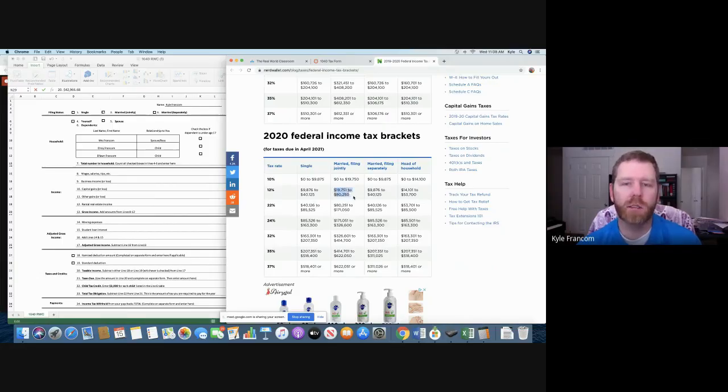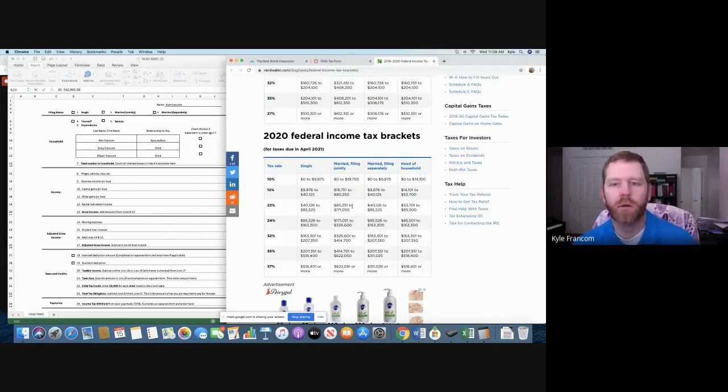Interesting thing, if you look at this, if you made $80,250, you pay 12% in taxes. If you made $80,251, you pay 22% in taxes. Okay, so that's a major jump in your tax bracket. So there are some strategies to reduce the amount of taxes you'd have to owe within that tax year.